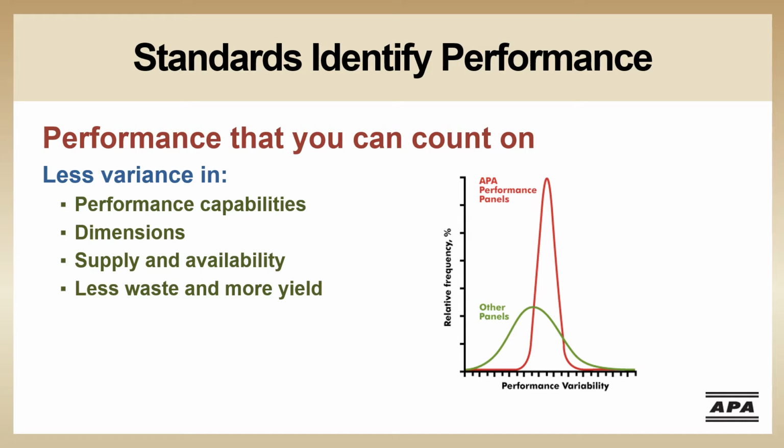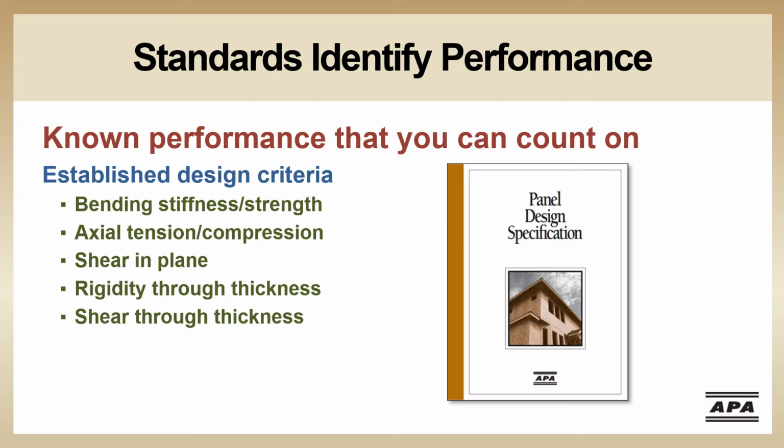APA panel products with similar trademarks are readily available across North America and much of the world. And because of the uniformity and closely monitored manufacturing, there is much less waste and lost yield when incorporating wood structural panels into your finished products or systems. Standardized products provide well-established and known levels of performance.